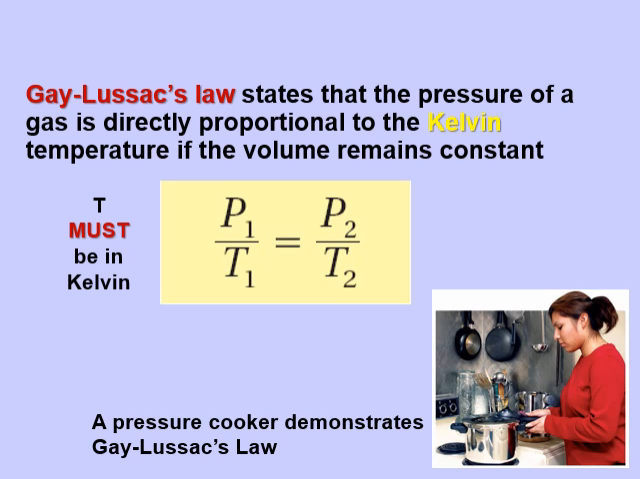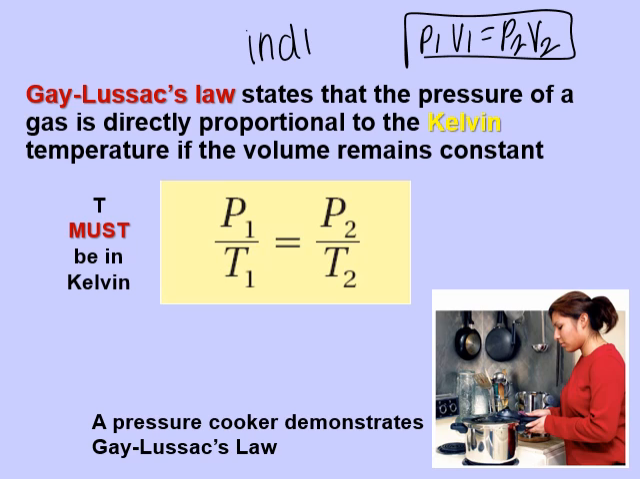So if you have noticed, the laws that are indirect are like P1 V1 equals P2 V2. They're on the same side. We have no fractions, it's just multiplication. And these are indirect relationships. Direct relationships always have them stacked on top of each other in a fraction. So that's another way that can help you remember what's going to happen.